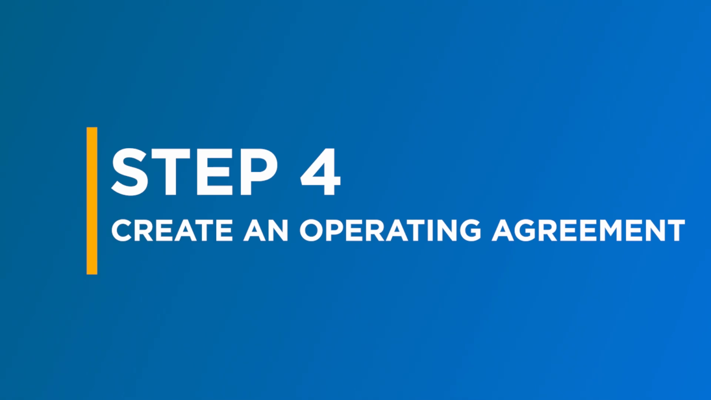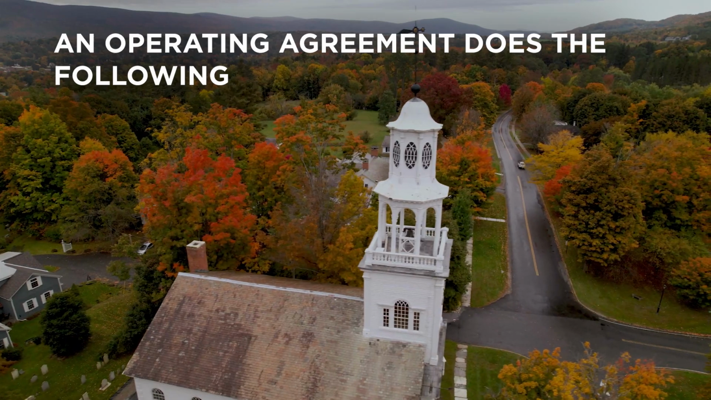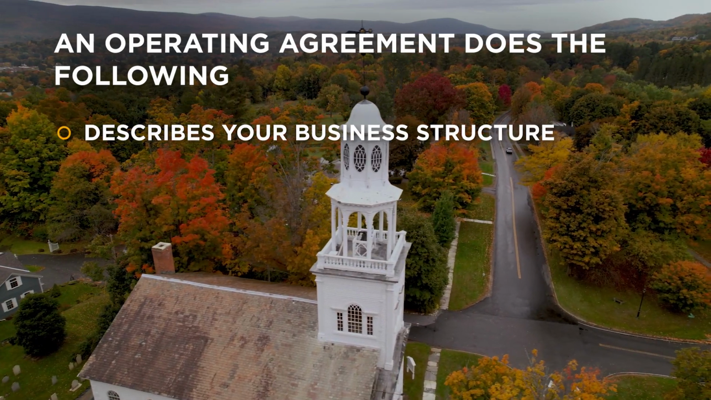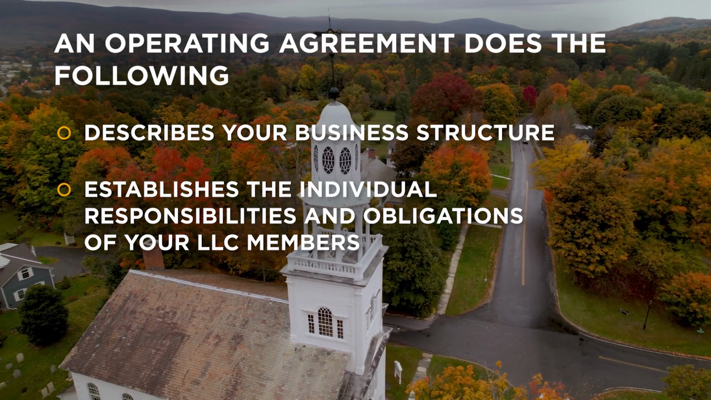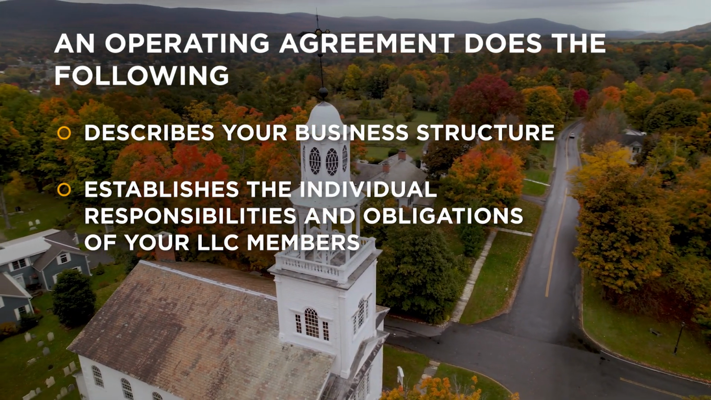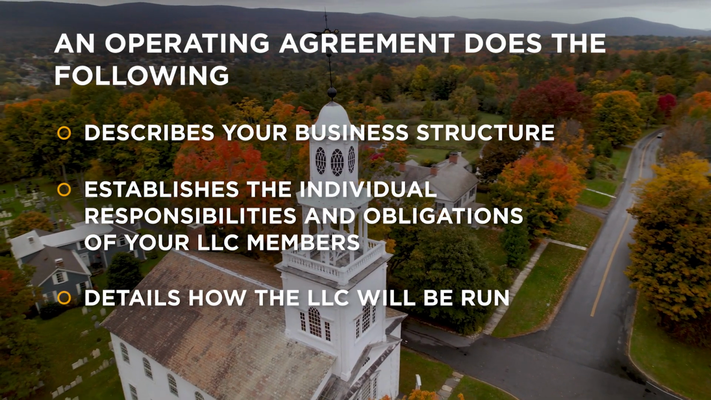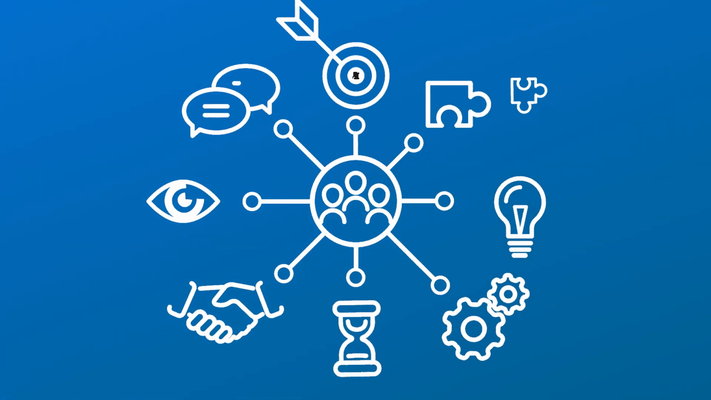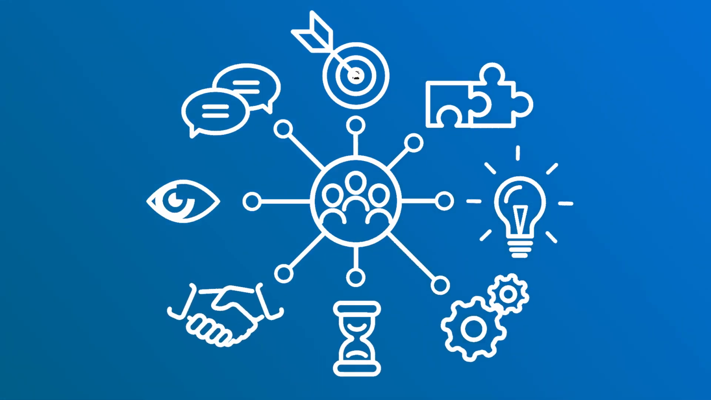Next is to create an operating agreement. An operating agreement does the following: describes your business structure, establishes the individual responsibilities and obligations of your LLC members, details how the LLC will be run. Although Vermont doesn't require one, an operating agreement clarifies the specific duties of its members, which may help your LLC avoid significant legal and operational difficulties.